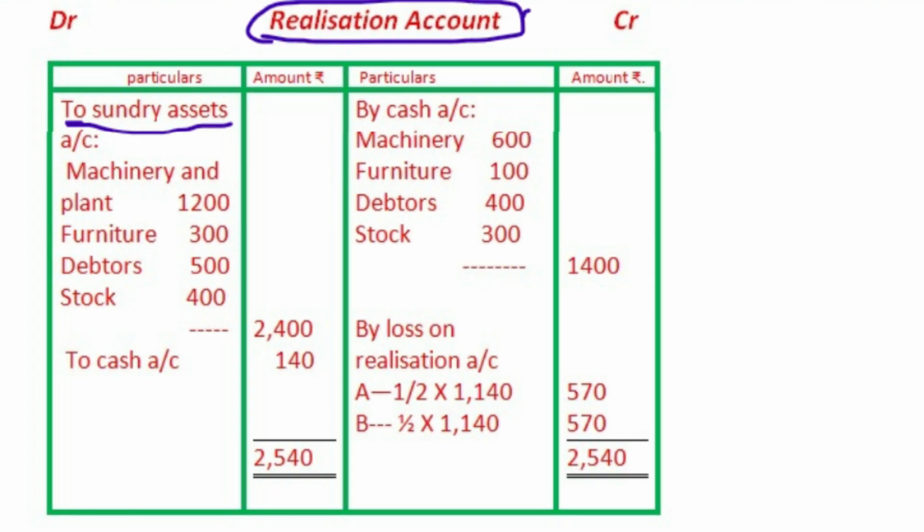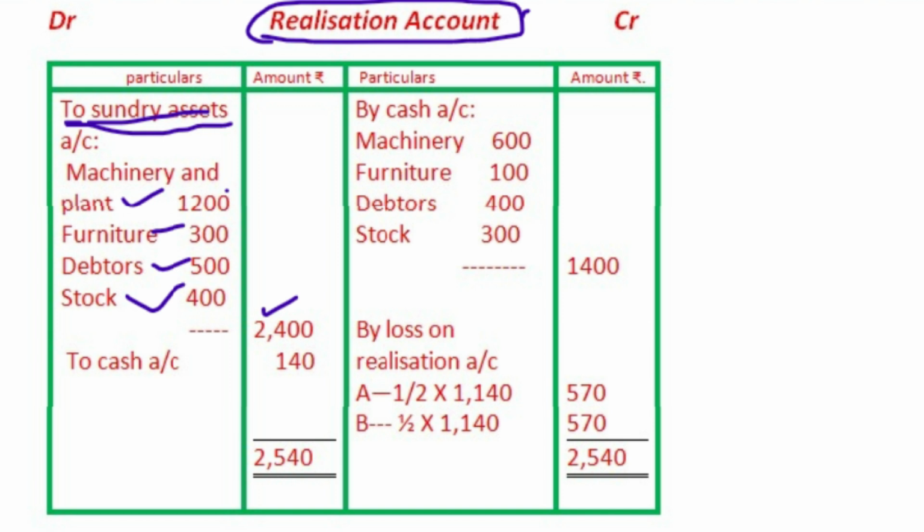First we have to prepare it, in dissolution of a partnership firm, and the various assets should be transferred to the realization account on the debit side, and these are the sundry assets. The various assets in the question are at book value: machinery 12,000, furniture 300, debtors 500, stock 400, as given. So the total of these assets is 2,400.